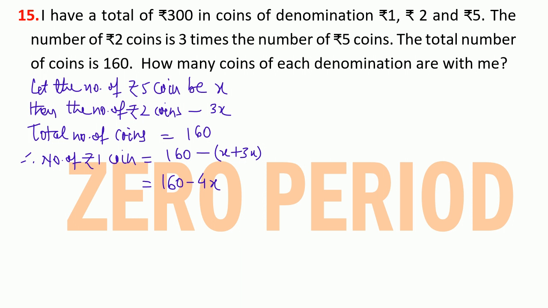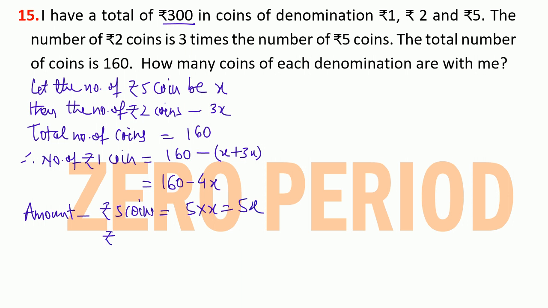So in this way we can get the number of coins, and the question says that the total number of coins is 160. How many coins of each denomination are with me? The sum of money is 300 rupees. So convert these number of coins into amount. Amount of rupees 5 coin is 5 into x, which is 5x.